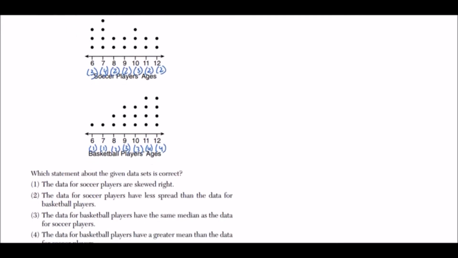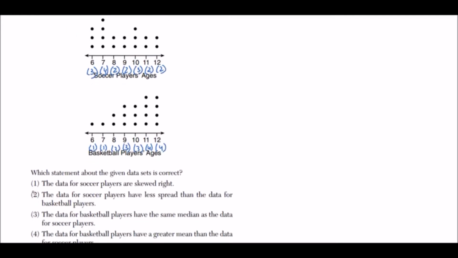Now the question says, which statement about the given data sets is correct? The first answer choice is the data for soccer players are skewed right. Well, this isn't really skewed. When we think of skewed, we're talking about a bunch of points with some frequency here, and then just one or two extreme outliers.